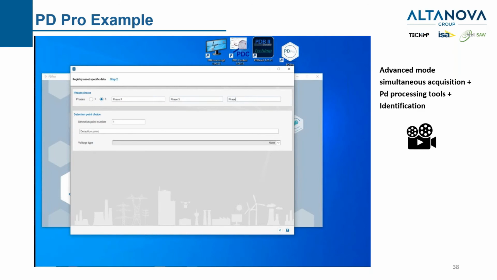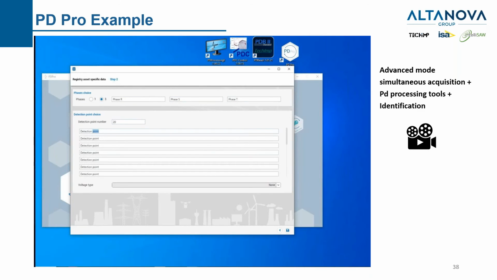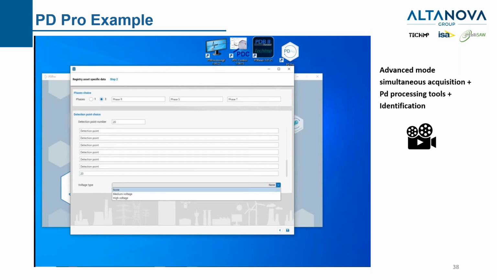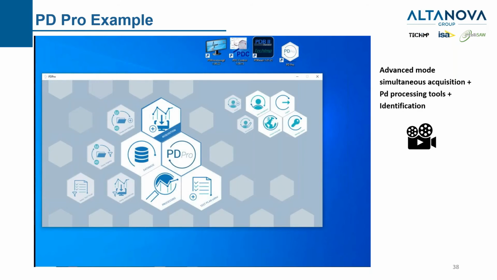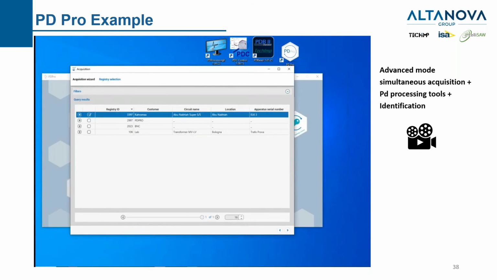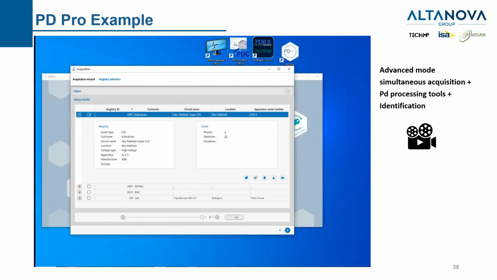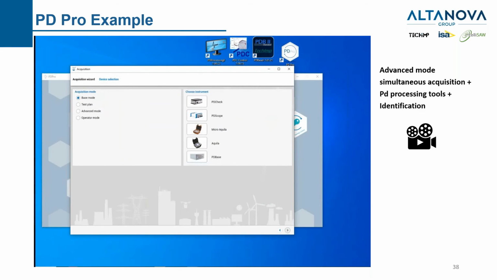We call the phases we are testing. We identify how many detection points we want to register. We number them, for example, we can put different names. And now this registry is created. We can then run the acquisition. We retrieve the registry from the DB. And we run the acquisition.